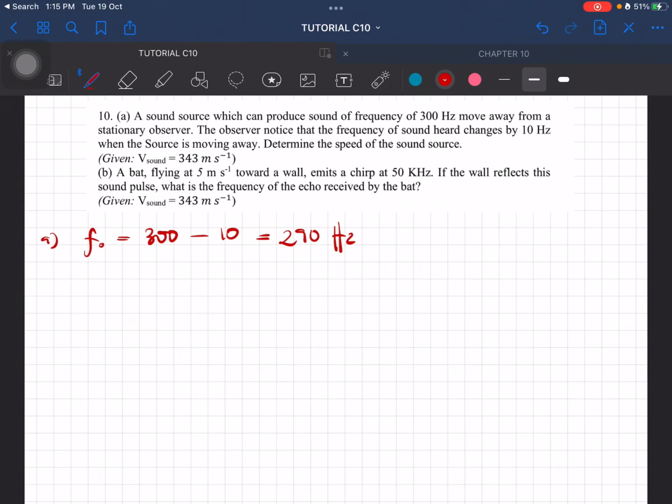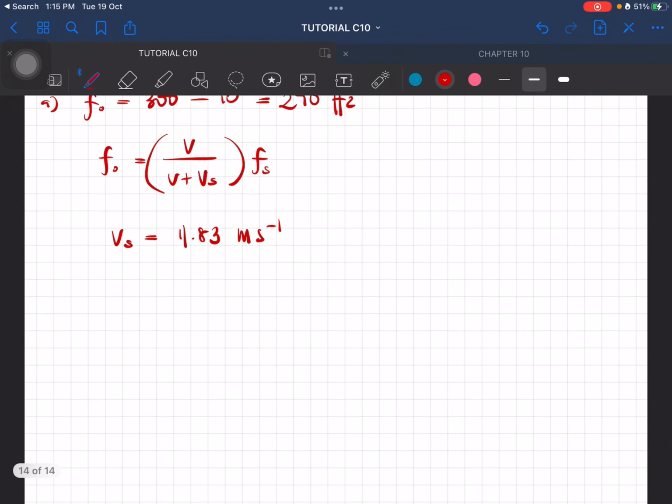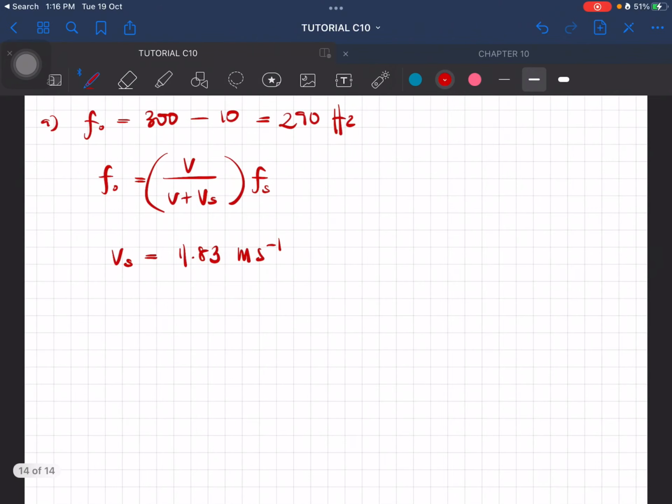Okay, right? So the speed of the sound source, kita akan guna the same formula when it is moving away. So V over V plus Vs. Sekarang observer yang stationary lah, source. Okay? So rearrange semua ni, kamu akan dapat the speed of the source to be equal to 11.83 meter per second lah.